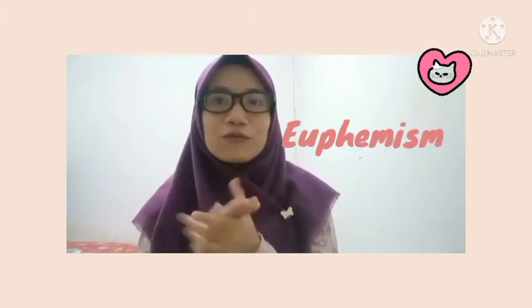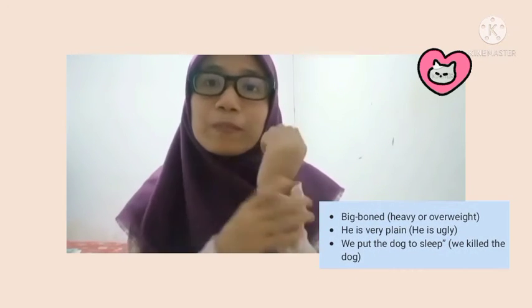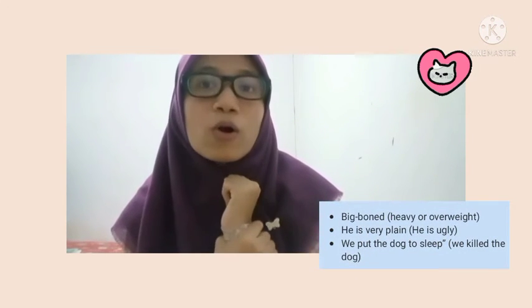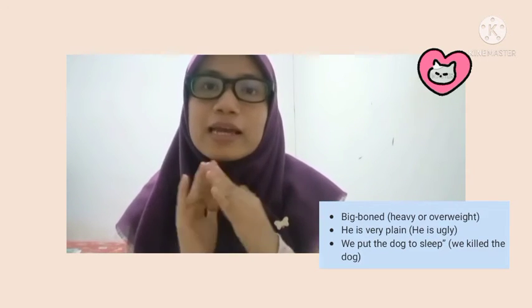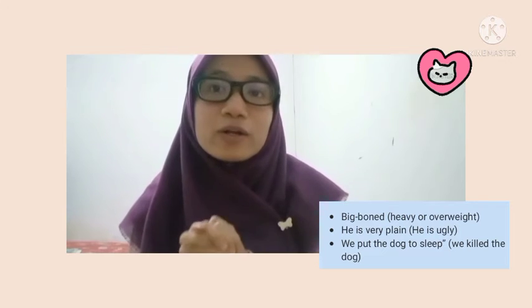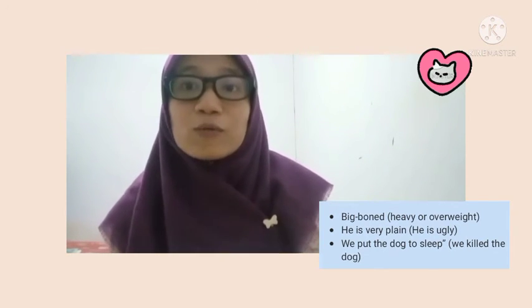Eleven, euphemism. Euphemism is when a harsh word is replaced with a more polite word. For example, saying big-boned instead of heavy or overweight. He is very plain, which means he is ugly. It's better to say we put the dog to sleep rather than we killed the dog.